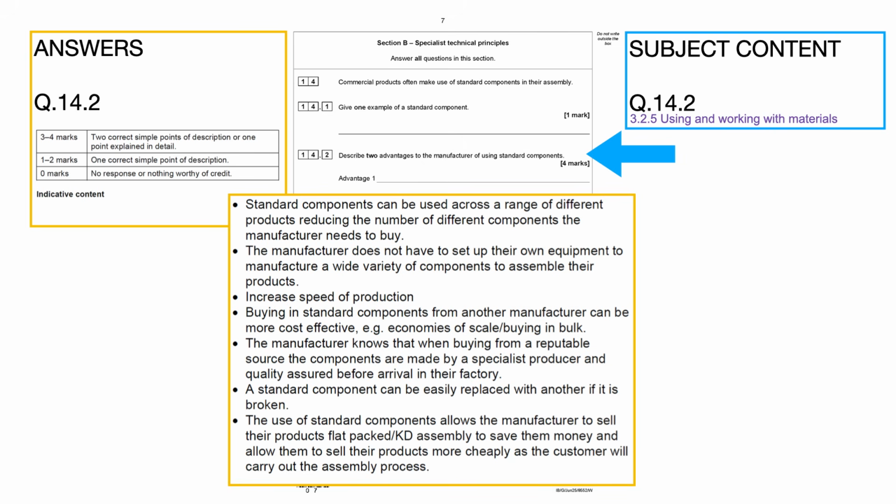The manufacturer knows that when buying from a reputable source, the components are made by a specialist producer and quality assured before arrival in their factory. Next point, a standard component can be easily replaced with another if it is broken. And lastly, the use of standard components allows the manufacturer to sell their products flat packed or knocked down, and assembling them themselves saves them money and allows them to sell their products more cheaply, as the customer will carry out the assembly process. Now, to get 3 or 4 marks, you need 2 correct simple points of description or 1 point explained in detail.